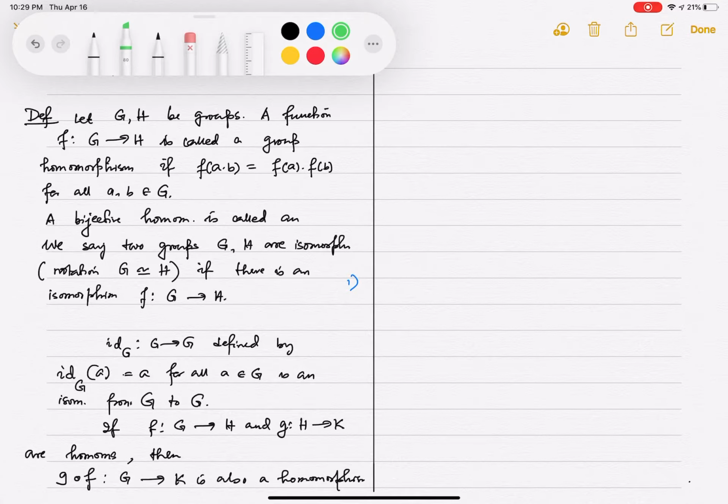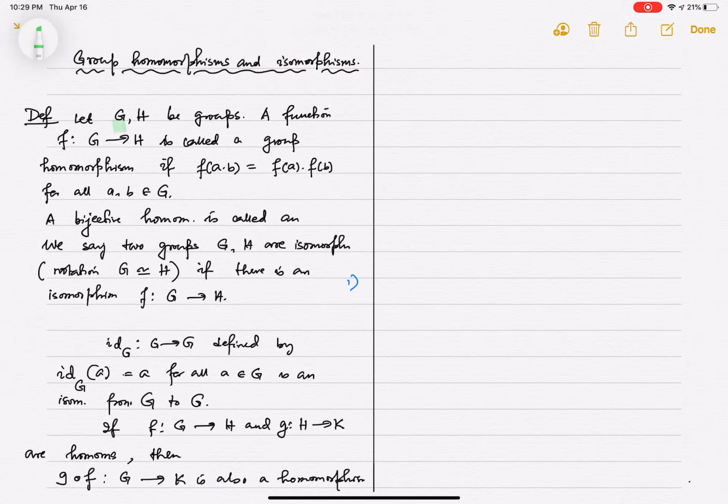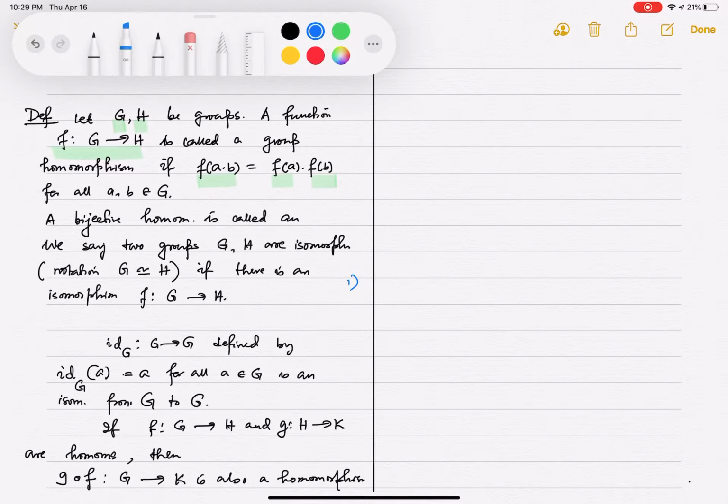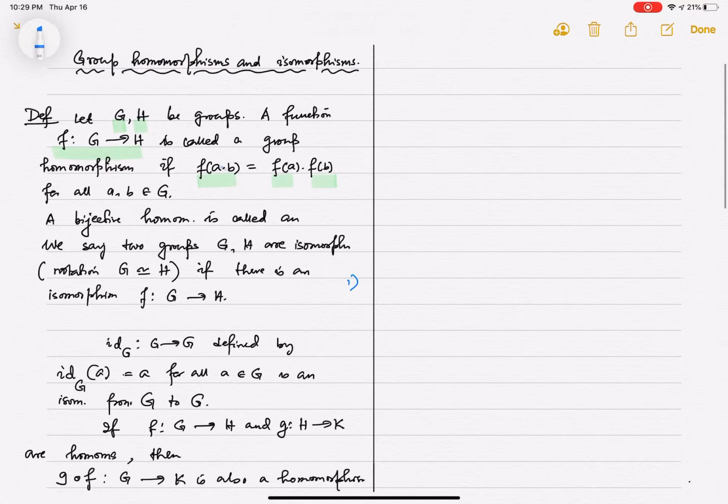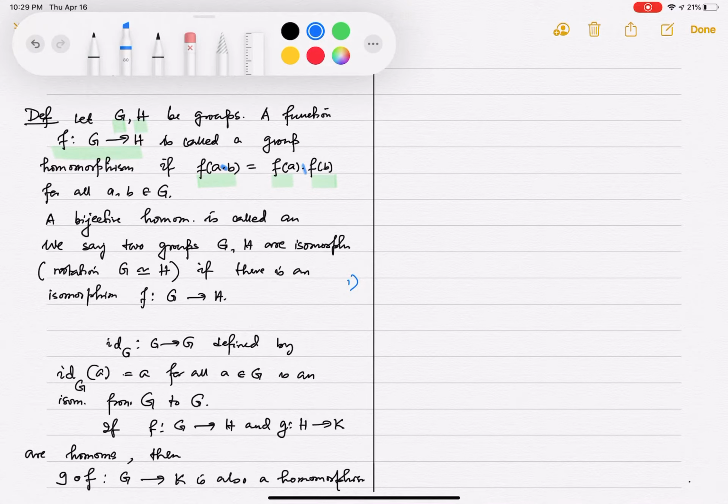So a group homomorphism from one group G to another group H is a function f from G to H such that f(a·b) = f(a)·f(b) for all a, b in G. Notice there are two dots in this equation, but they're different dots. This dot is the multiplication of G, whereas this dot is the multiplication of H.